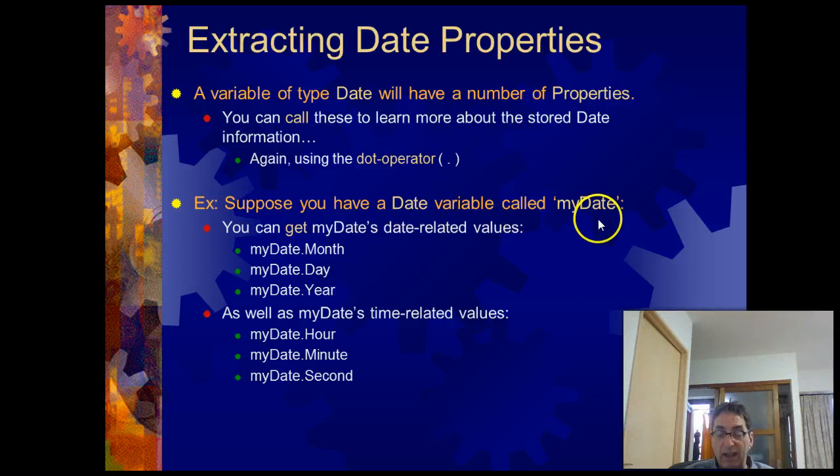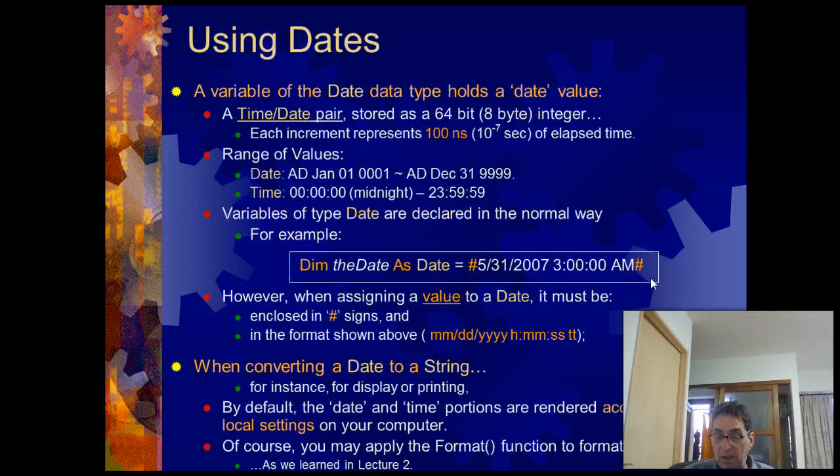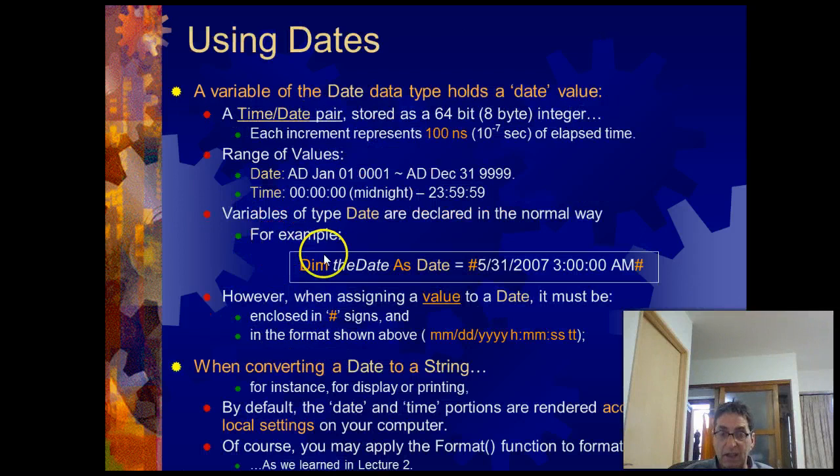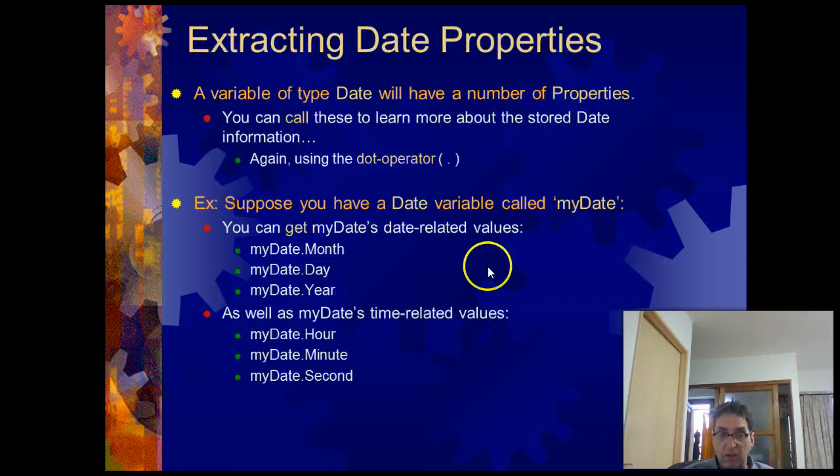So once you've done that and you've assigned it a value, like this value, for example, then you can say myDate.Month, myDate.Year, myDate.Day, as well as .Hour, .Minute, .Second. So for example, if we assigned this to myDate, and I wrote myDate.Month, what's the month here? May. So if I wrote myDate.Month, it should be equal to May. I forget if it's equal to May or if it's equal to 5.